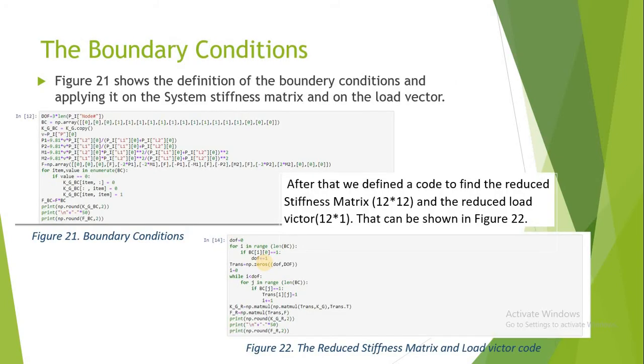Here we apply the boundary conditions of the structure and find the reduced stiffness matrix and load vector. The reduced stiffness matrix was 12 times 12 and the reduced load vector was 12 times 1. Here we attach the code that we use to get the reduced stiffness matrix and the reduced load vector.